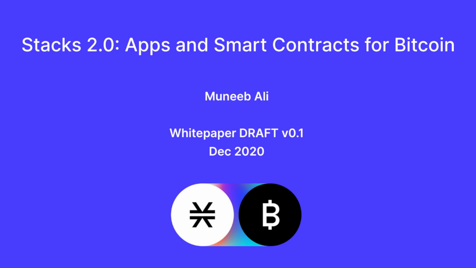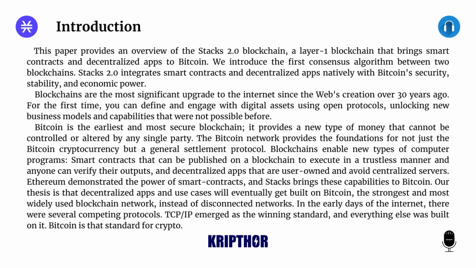Stacks 2.0: Apps and Smart Contracts for Bitcoin. Munib Ali. Whitepaper Draft Version 0.1. December 2020. Introduction. This paper provides an overview of the Stacks 2.0 blockchain, a Layer 1 blockchain that brings smart contracts and decentralized apps to Bitcoin. We introduce the first consensus algorithm between two blockchains. Stacks 2.0 integrates smart contracts and decentralized apps natively with Bitcoin security, stability, and economic power.